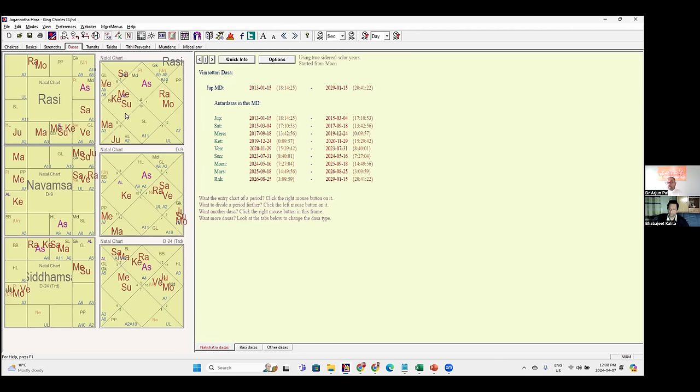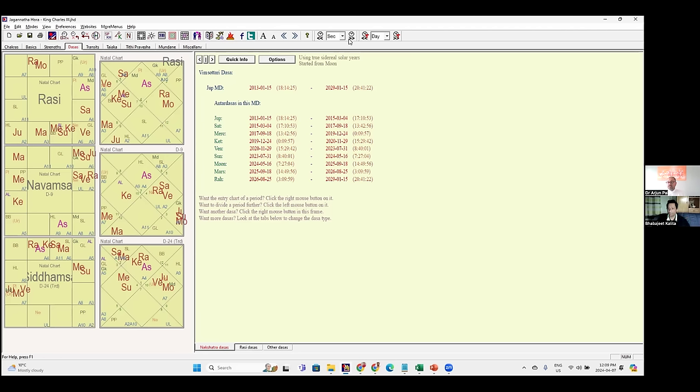We don't know. We are speculating, but we know that Mars's fourth aspect is on Aquarius. Saturn's seventh aspect is on Aquarius. And now Aquarius is active for him. So currently it's a very tough time. Very, very tough time.